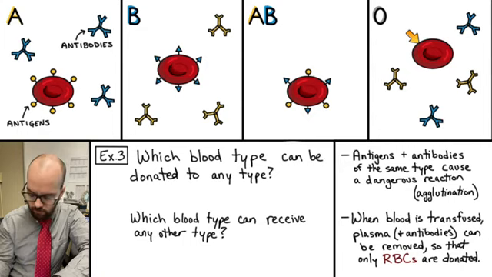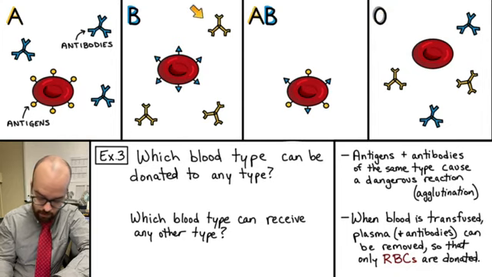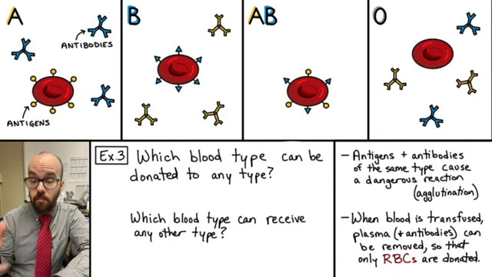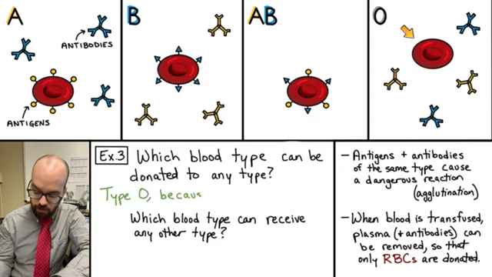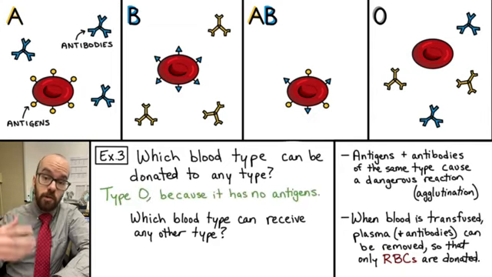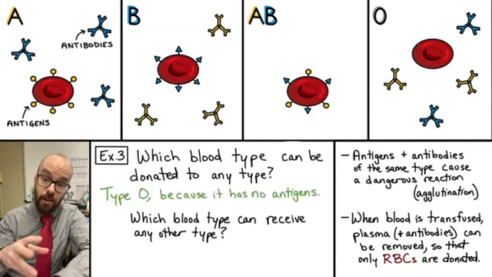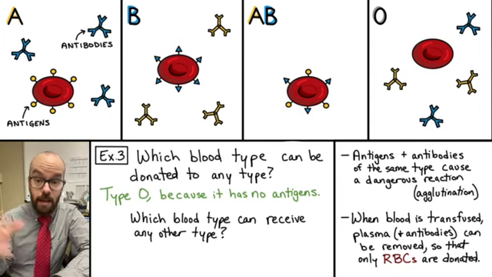So we can give this O blood cell with no antigens to any type, whether that's giving it to another person with O type, or somebody with AB type, or B, or A. We could give that blood cell to anybody, and there won't be a reaction because there's no antigens on the O blood cells. So O is considered the universal donor. You can give O blood to any other blood type in the ABO system.